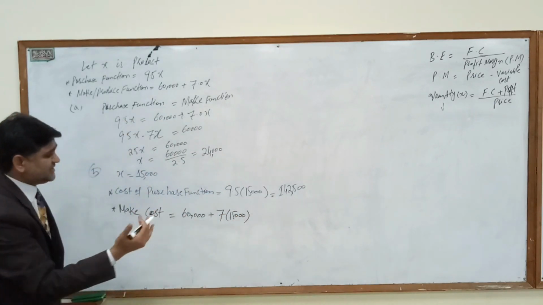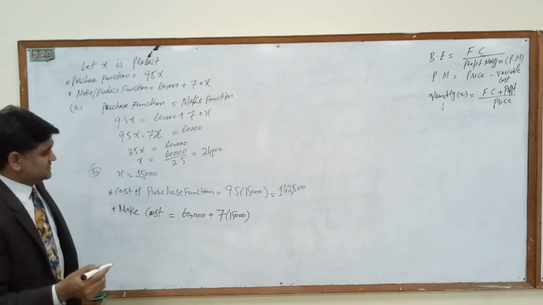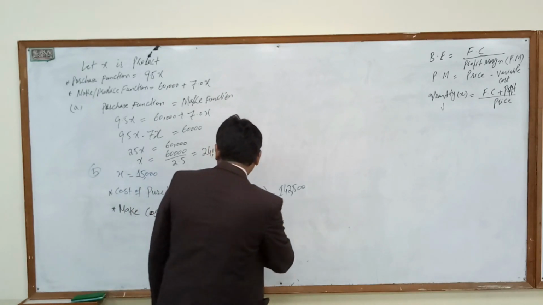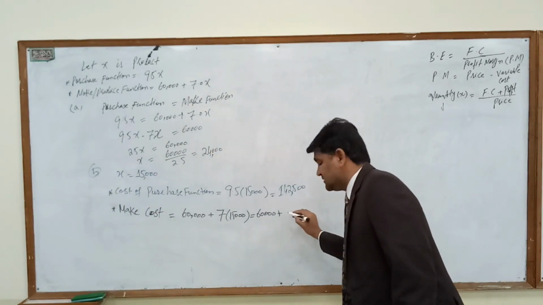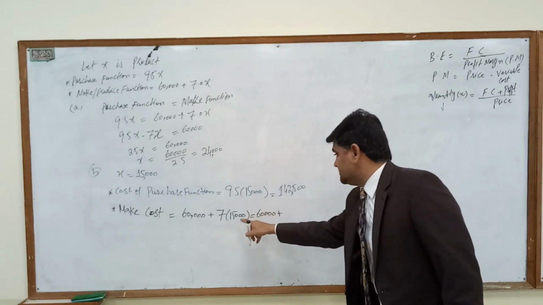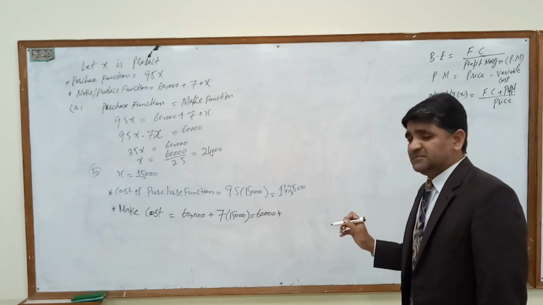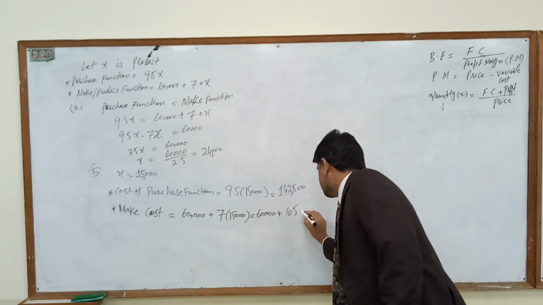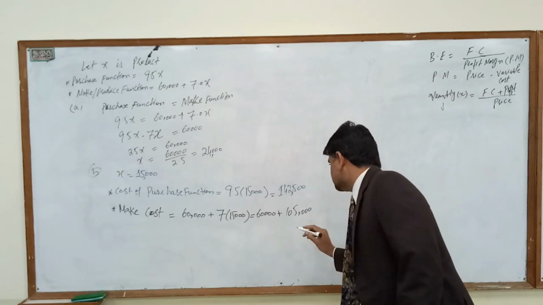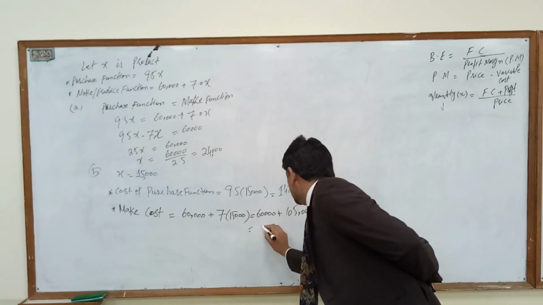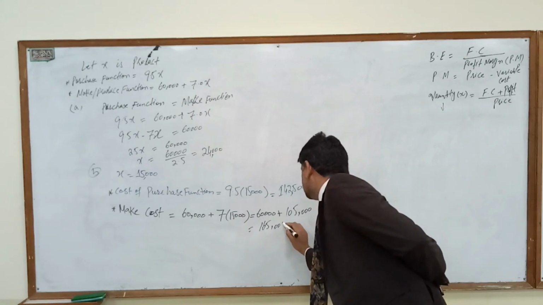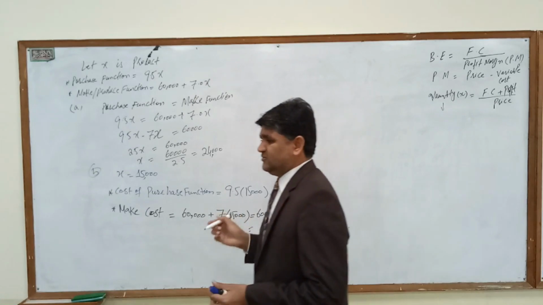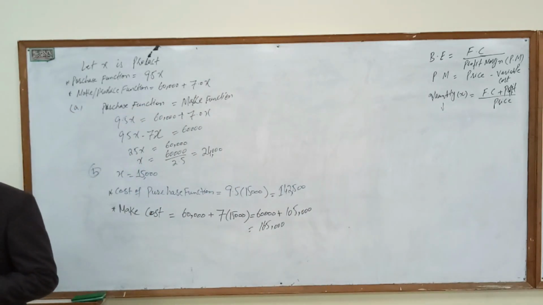What is the value of X? 15,000. So 60,000 plus 7 multiplied by 15,000. First you tell me this. 7 multiplied by 15,000 is 105,000. So what is the sum? 165,000. Yes, 165,000. Here we have to determine the cost of both functions.